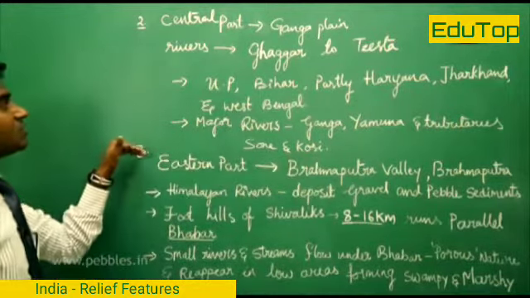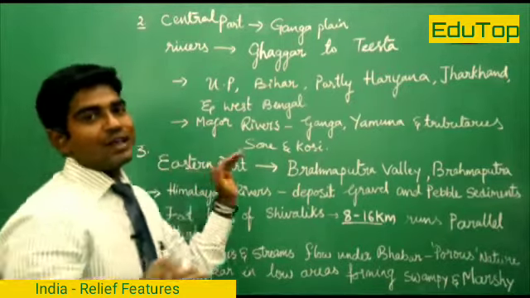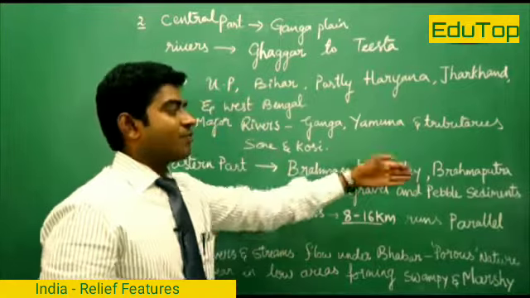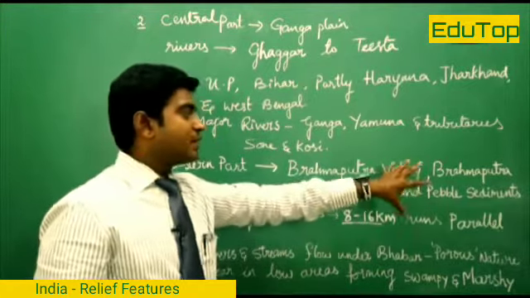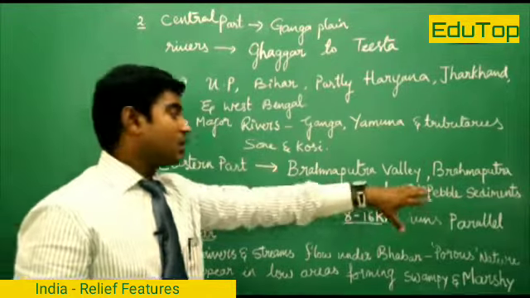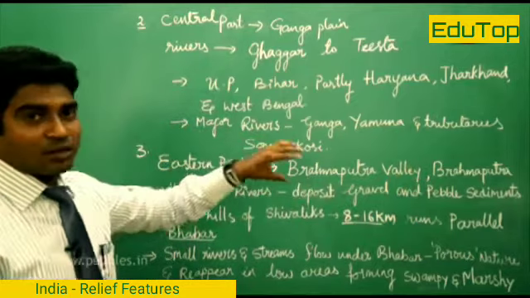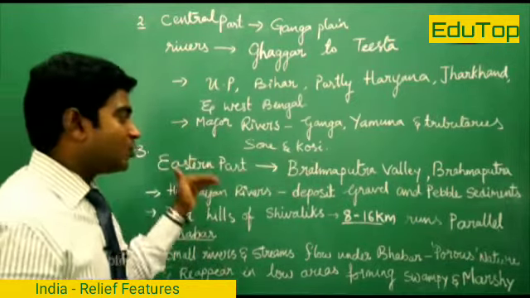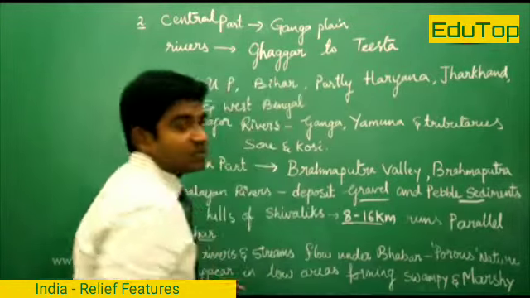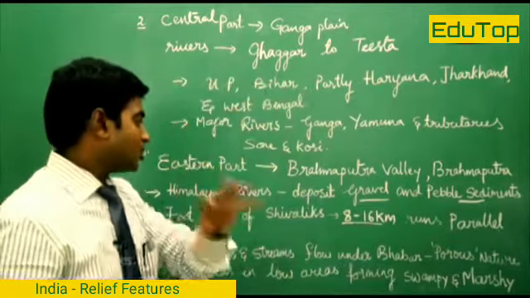Coming to the third division, the eastern part. The eastern part has only the Assam region, and that also only partially, the Brahmaputra valley. The river dominant in this region is the Brahmaputra, and the region is called the Brahmaputra valley, and these are all Himalayan rivers. So automatically we get a huge deposit of gravel and pebble stone sediments. The stones and gravel, like white color marble stones and all these things, you get in this part.